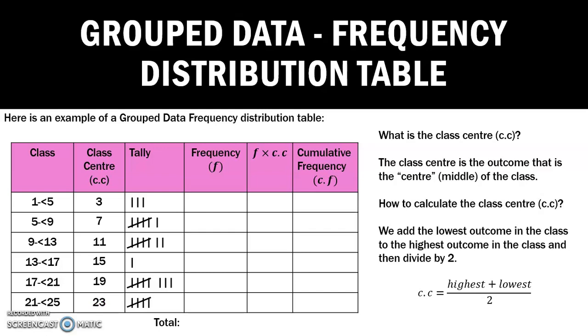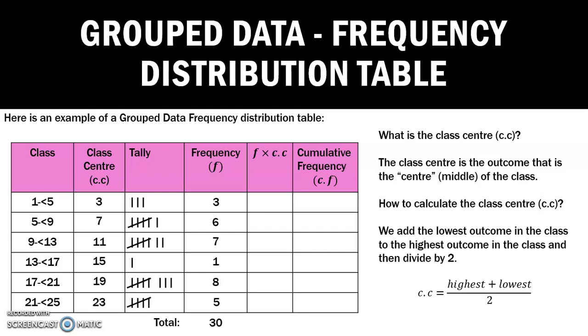We then have our tally column and our frequency column, which work the exact same way as a normal frequency distribution table. So we first have a tally of 3, then 6, then 7, then 1, then 8, then 5. And we add this up to get a total of 30.